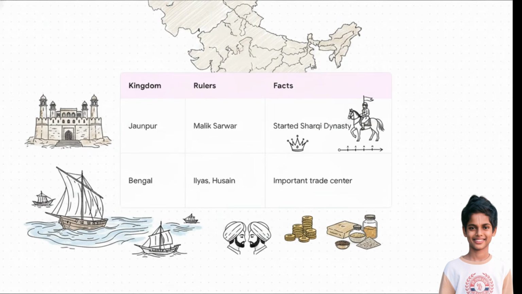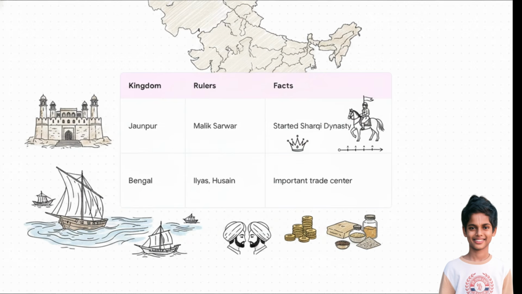All right, continuing our tour, let's hit Jaunpur and Bengal. For Jaunpur, memorize the name Malik Sarwar. He was a governor who was super strategic. When Timur invaded in 1398 and caused total chaos, Sarwar used that distraction to declare independence and kick off the Sharqi dynasty, though Bahlul Lodi did conquer it later in 1484.